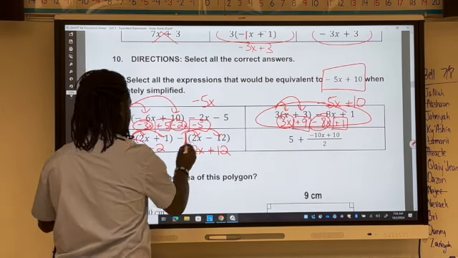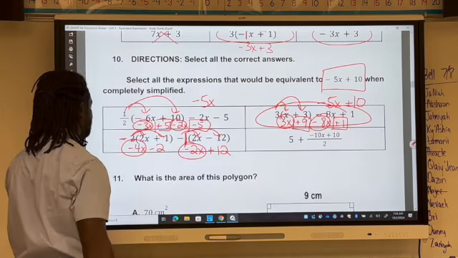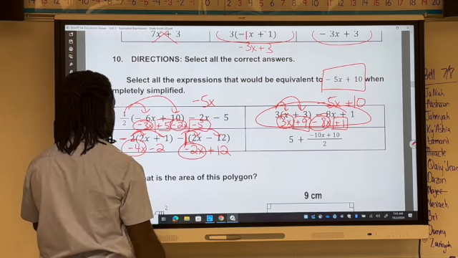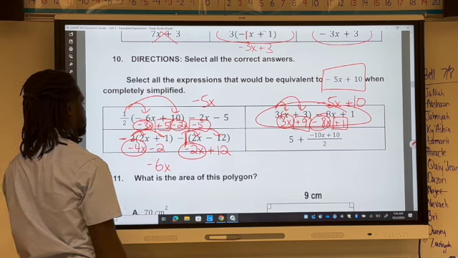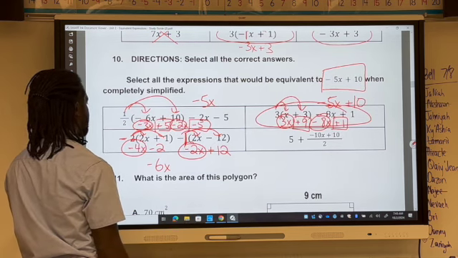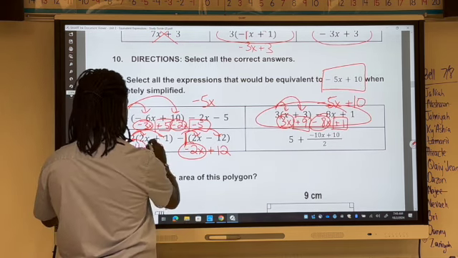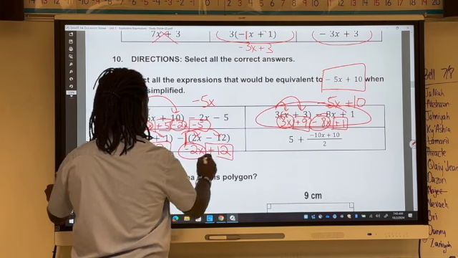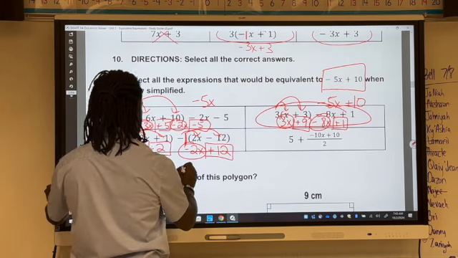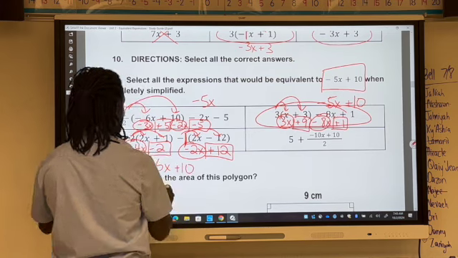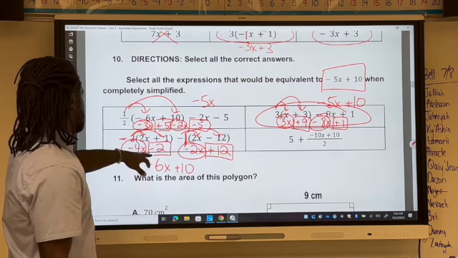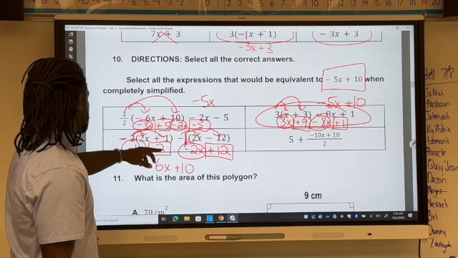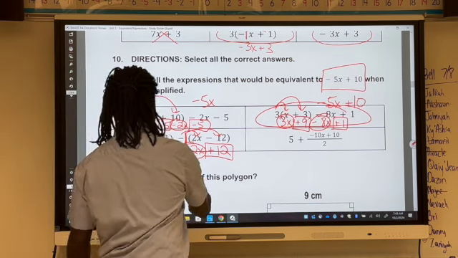And so then I just got to combine these like terms. Negative 4x and a negative 2x is going to give me a negative 6x. And then negative 2 and a positive 12 is going to give me a plus 10. Okay, close but not quite. Make sure I did that right. Boom, boom, boom. Okay. So that's not right.